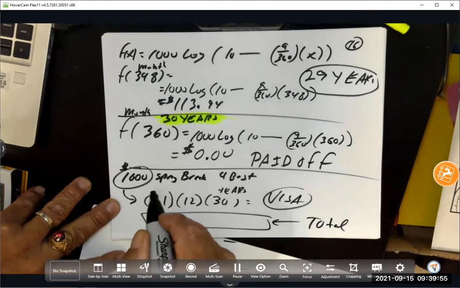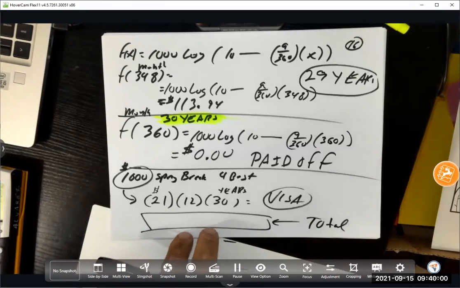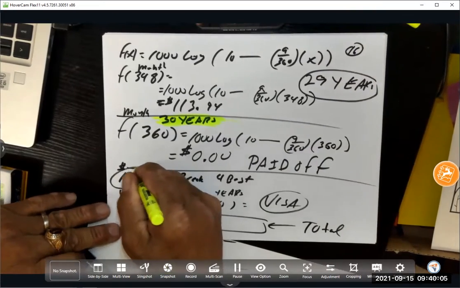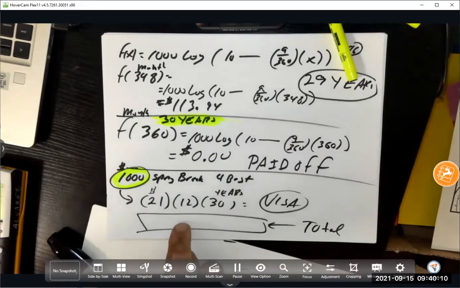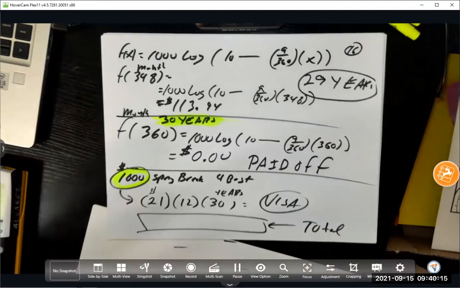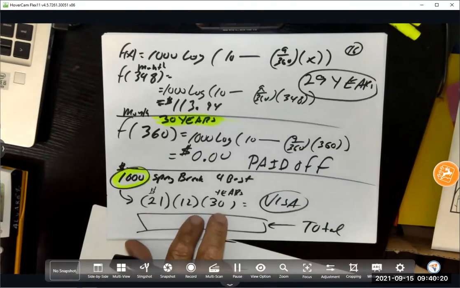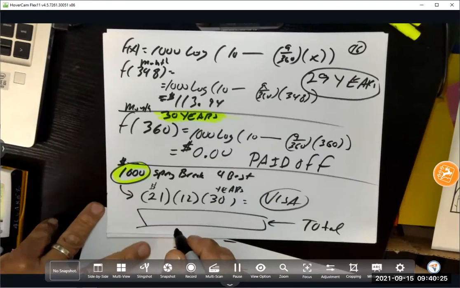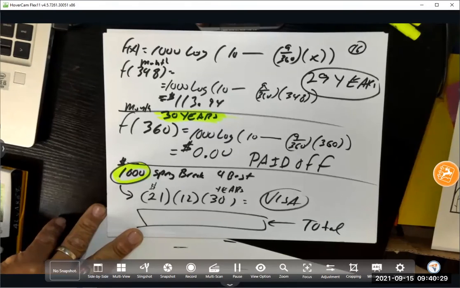What does it really cost me? Multiply this number. $21 times 12 times 30. Give me this number right here. How much did this $1,000 really cost me? Spent $1,000, but it cost me how much money to get there? This number right here. Times it. You tell me what it is. 21 times 12 times 30 years from now. 90,720. How much? 90,720. No way. 21 times 12 times 30?